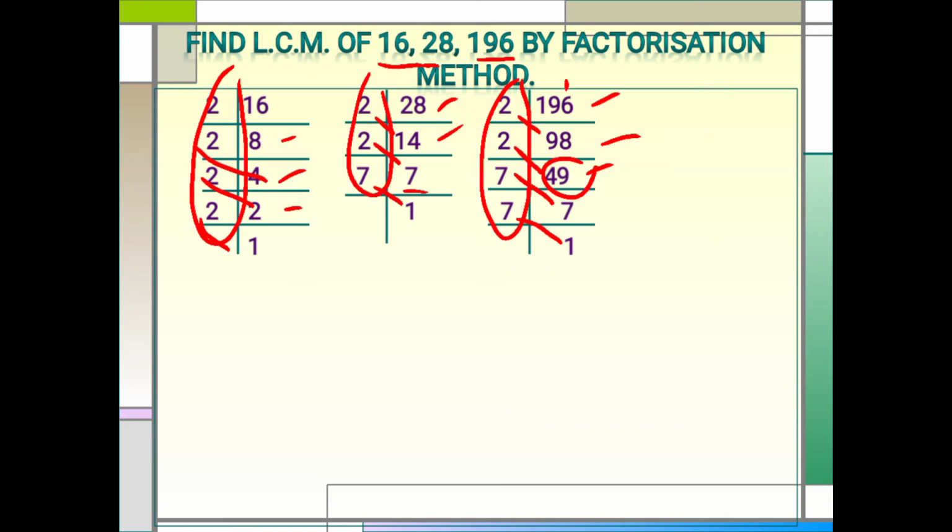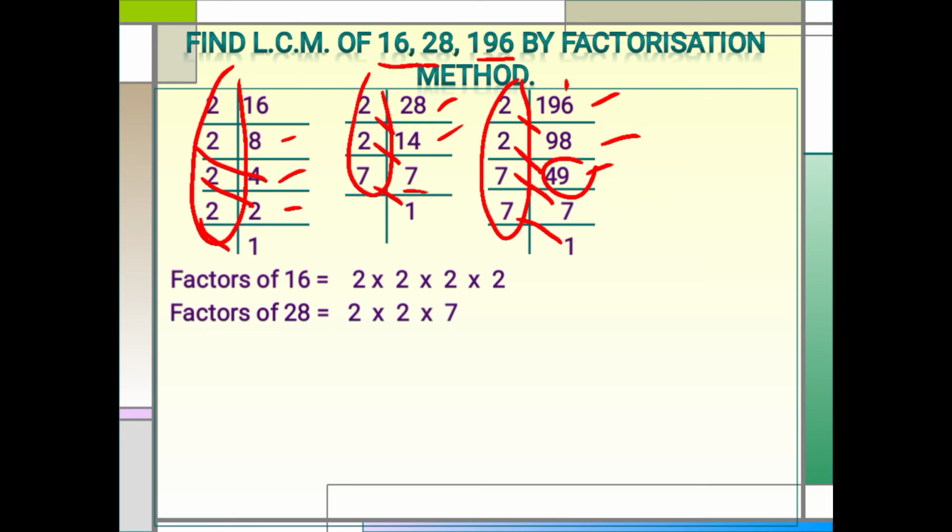So in the next step, you are going to write down the factors. Factors of 16 are 2 multiplied by 2 multiplied by 2 multiplied by 2. Next you will write factors of 28, that are 2 multiplied by 2 multiplied by 7. And next factors of 196 are 2 multiplied by 2 multiplied by 7 multiplied by 7. I am repeating again, when you are making a set, you will separate each number with a comma, but when you are writing the factors, you will place the sign of multiplication between them.